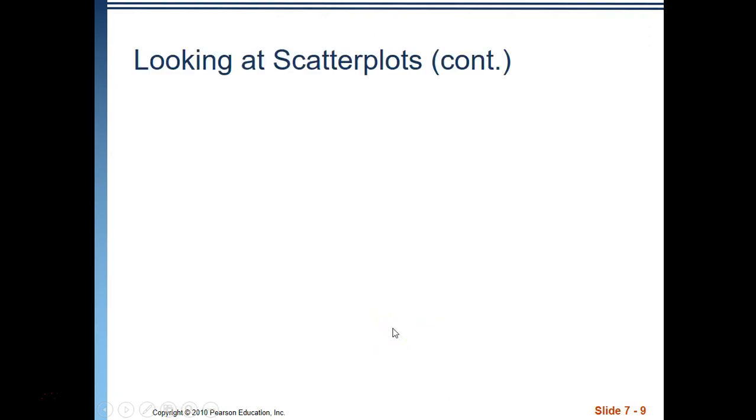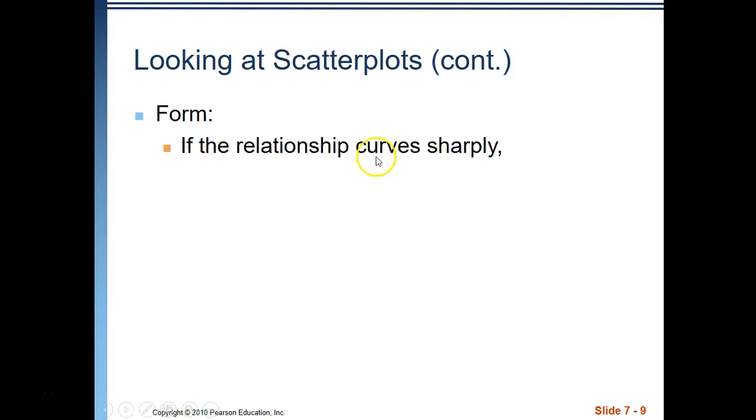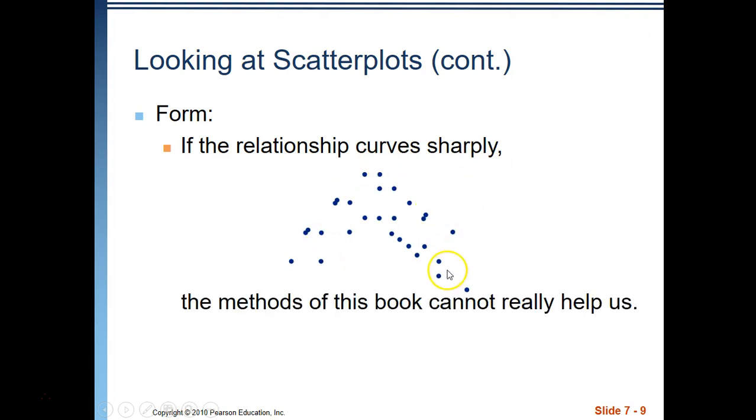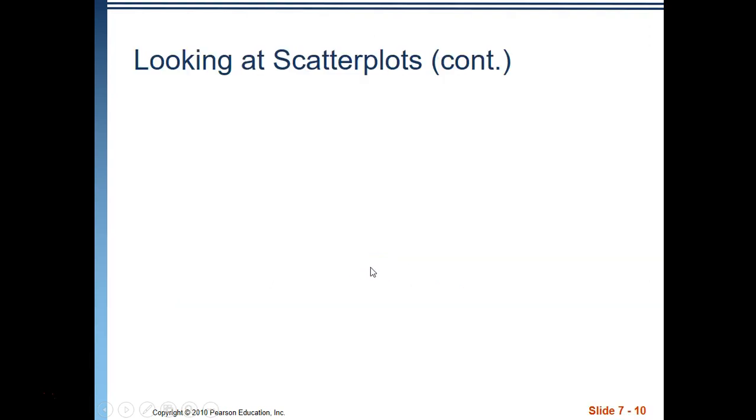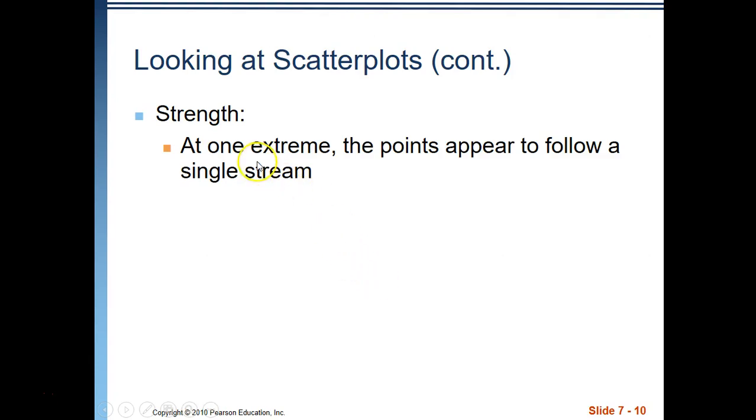And we talked about that towards the end of our big overview videos. If the relationship curves sharply, like that, the methods of this book cannot really help us yet. Now, I went over some strategies that can help us if we end up having some curves, but the examples I showed you, we weren't really talking about anything that curves sharply. So, the strength of your data set.